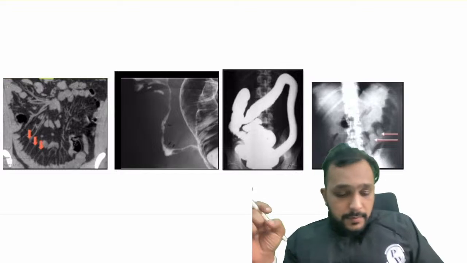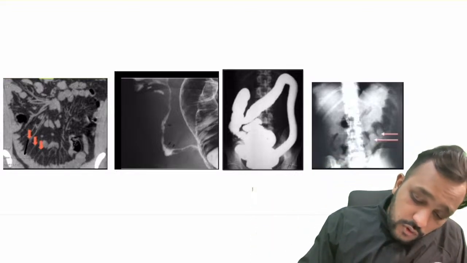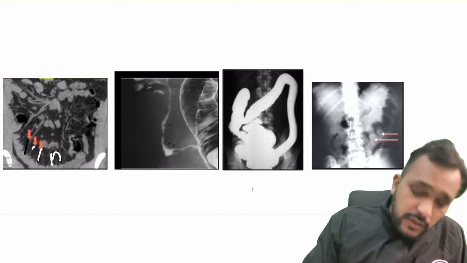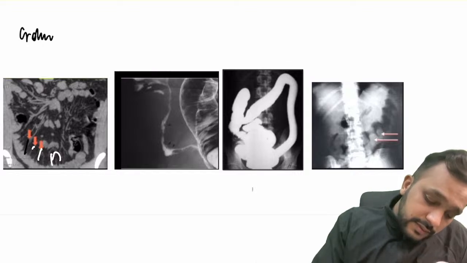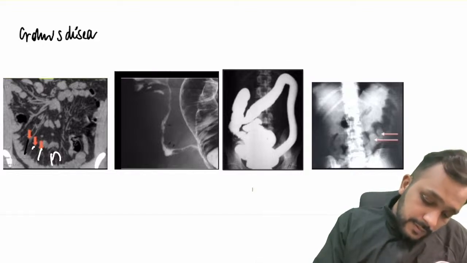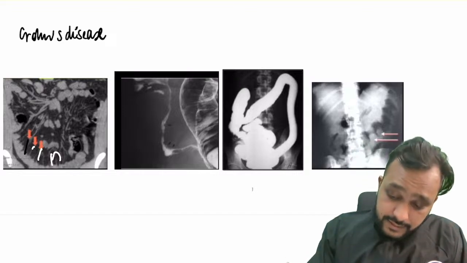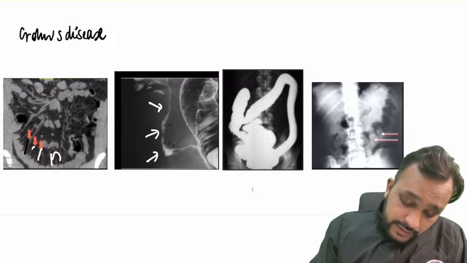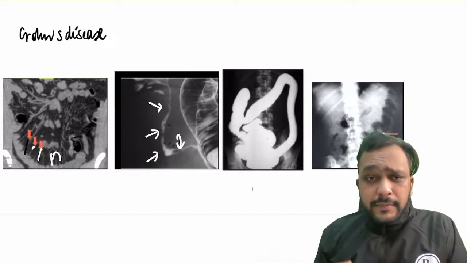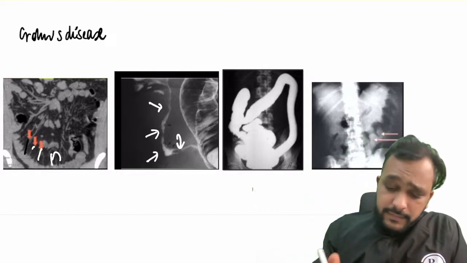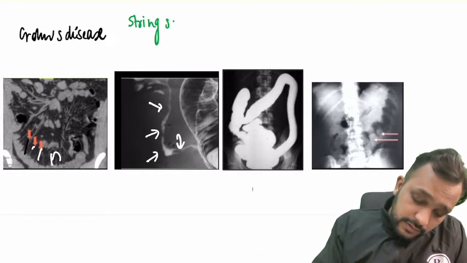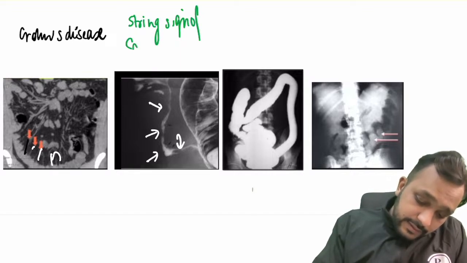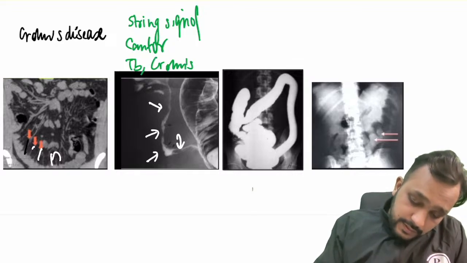Now talking about this comb shaped appearance of the vessels, right? Because of increased pericolonic vascularity. This is seen in Crohn's disease. In the second image, what you can see is narrowing of the terminal ileum. This narrowing of the terminal ileum is known as string sign. So this string sign of Kantor is seen in tuberculosis. This can be seen in Crohn's disease.